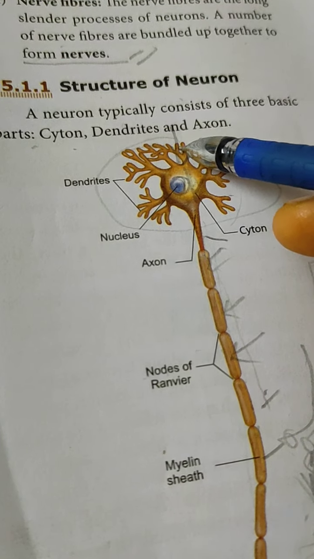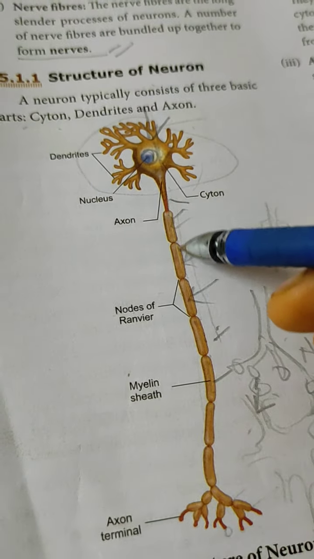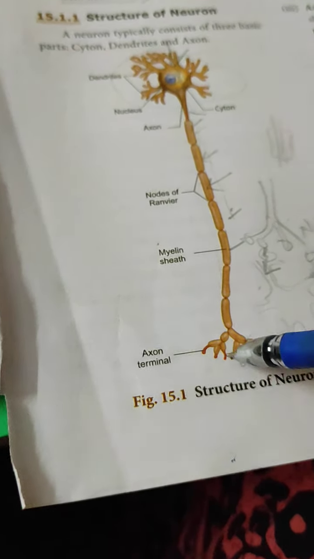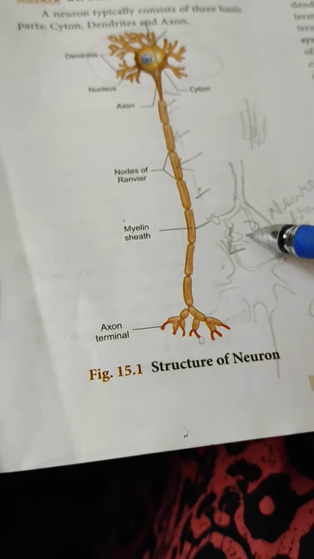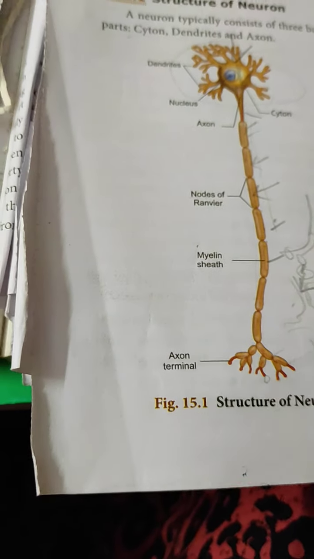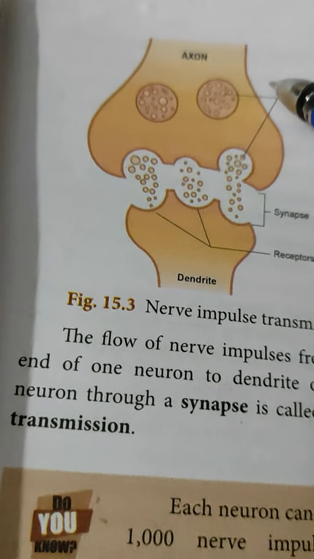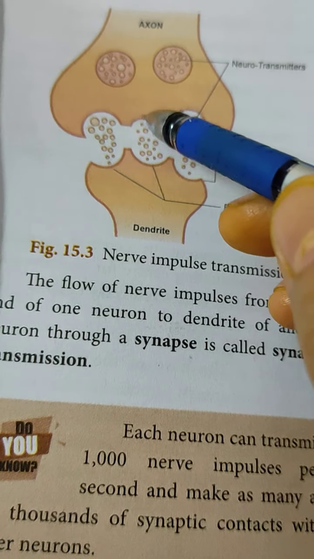And from the dendrites it will come to the cyton or cell body. From the cell body through the axon, ultimately it will reach the axon terminal, and already we have told that a knob-like structure is present. I had shown it here also. These are called the synaptic knobs. And now I am coming to the next diagram. This is the diagram of the axon terminal. These are called the synaptic knobs.